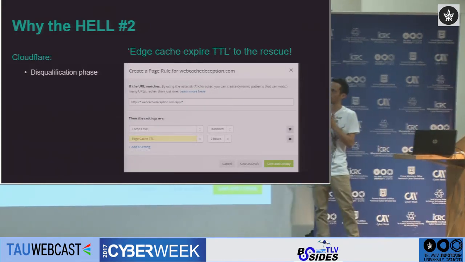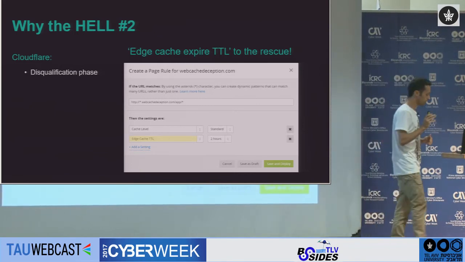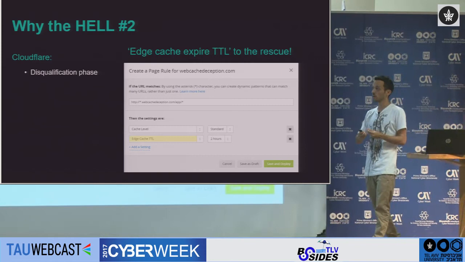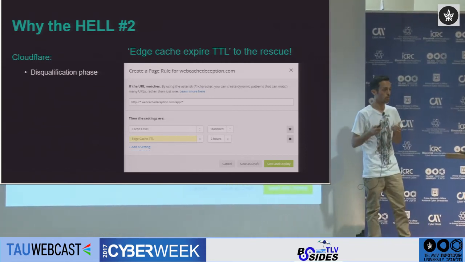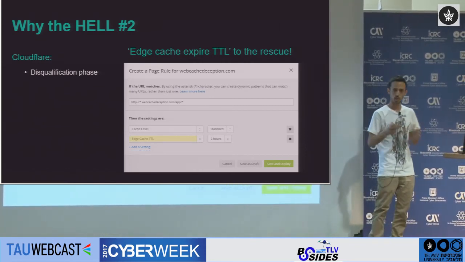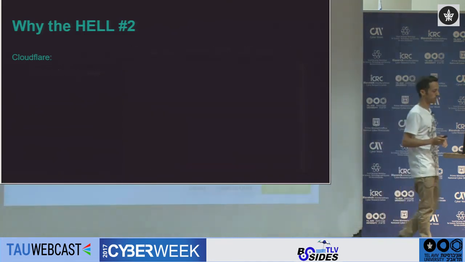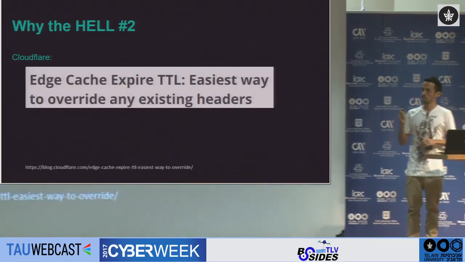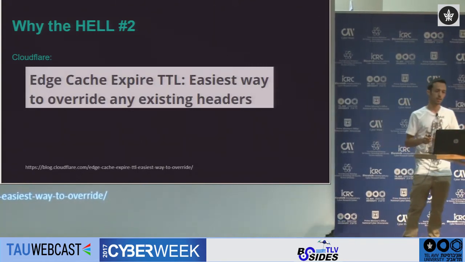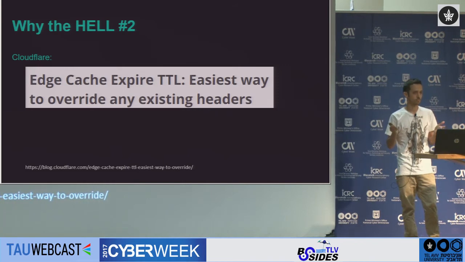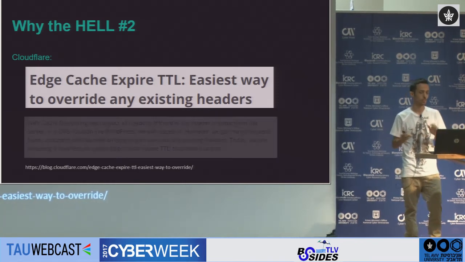Now, what is Edge Cache Expire TTL? About 4 years ago, Cloudflare released a new setting that you can set for your own Cloudflare environment, and they wrote a blog to explain what it does. By the way, Akamai has a similar feature that does pretty much the same. So let's look at the title of this blog: Edge Cache Expire TTL, easiest way to override any existing headers. Sounds good, right? Let's read more.